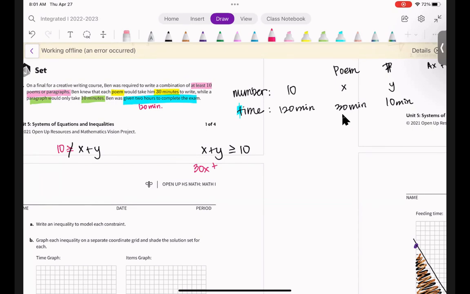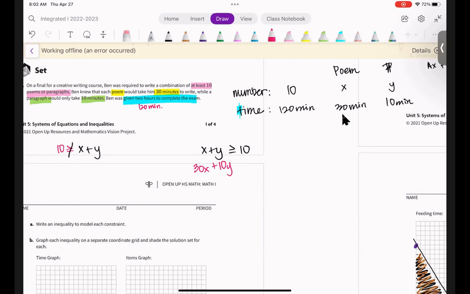Good job. Okay, so if you already have 10y, that's correct because that's how much time I'm going to spend on writing paragraphs. 10 times the number of paragraphs. That's what I was doing earlier. I said, do I have enough to write 10 poems? And you guys said yes, because it's 10 times 10, it's 100.